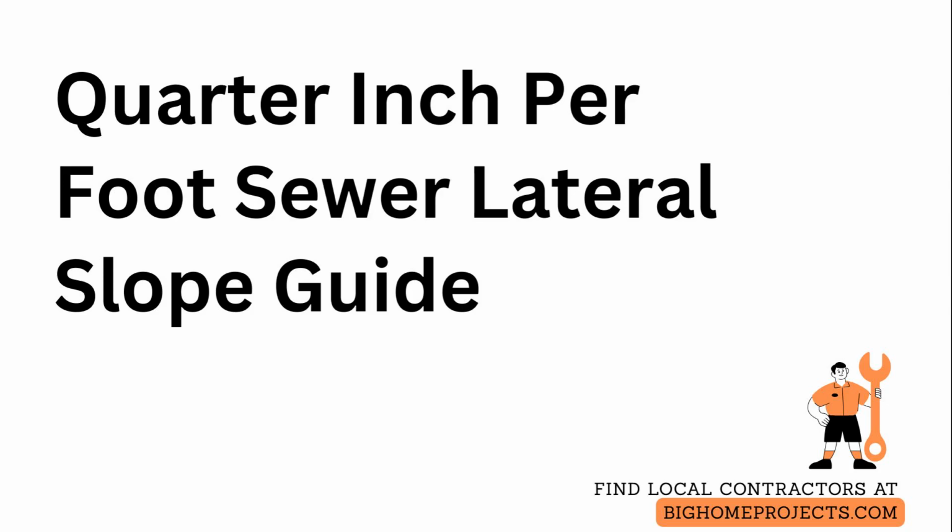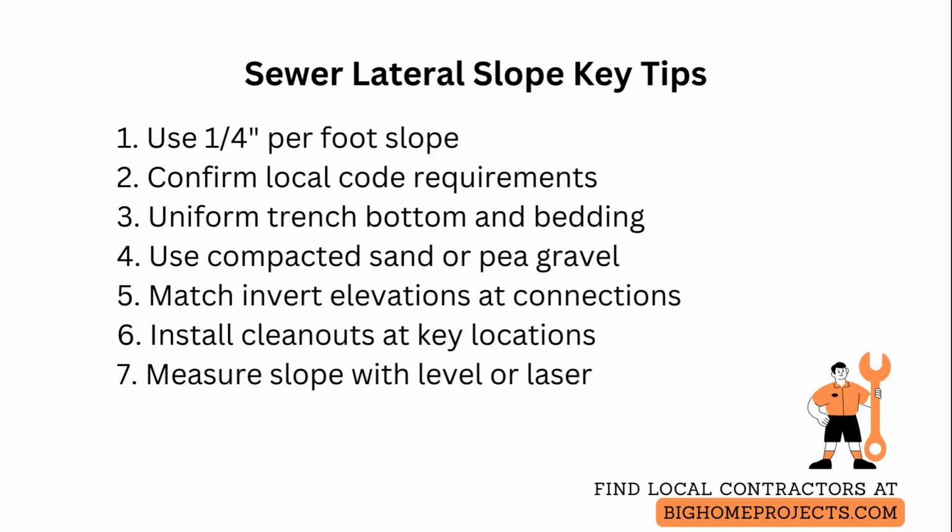Sewer lateral slope must provide consistent gravity flow, so waste moves without trapping solids or causing backups. The thumb rule for residential sewer lateral slope is that 3-inch and 4-inch pipes should be run at a slope close to 1/4 inch per foot, which is roughly 2%, because that range keeps velocity high enough to carry solids without flushing water too fast and leaving scouring problems.